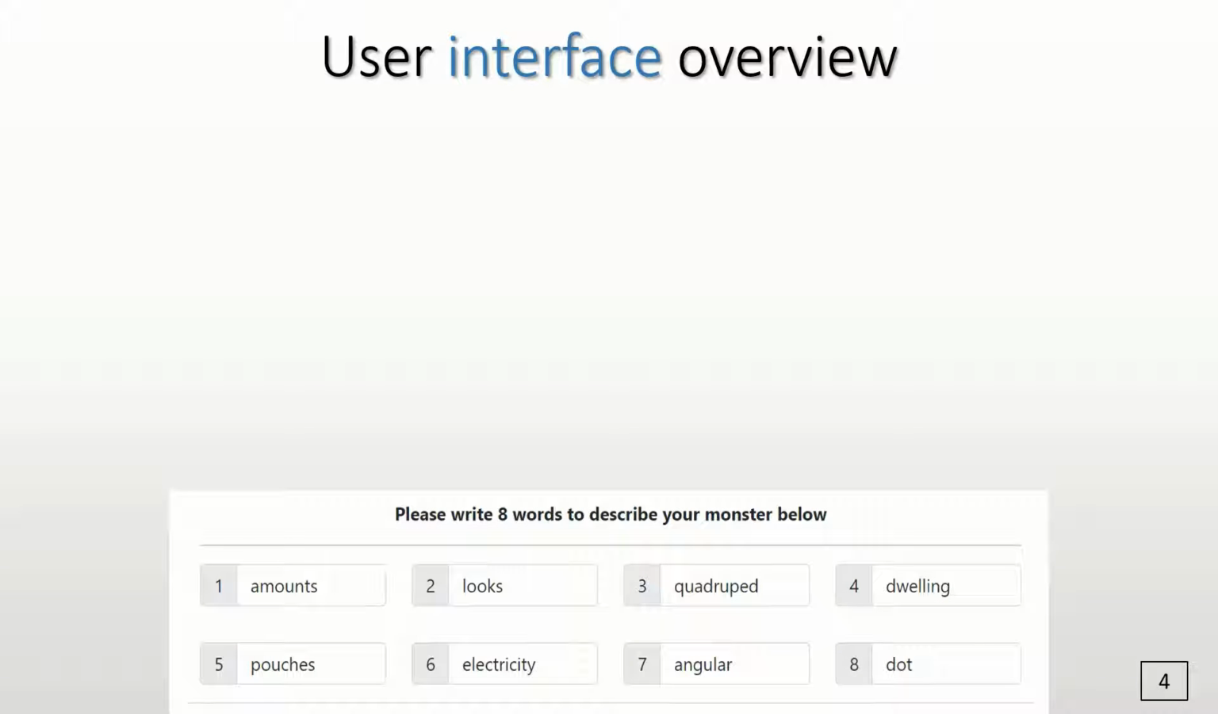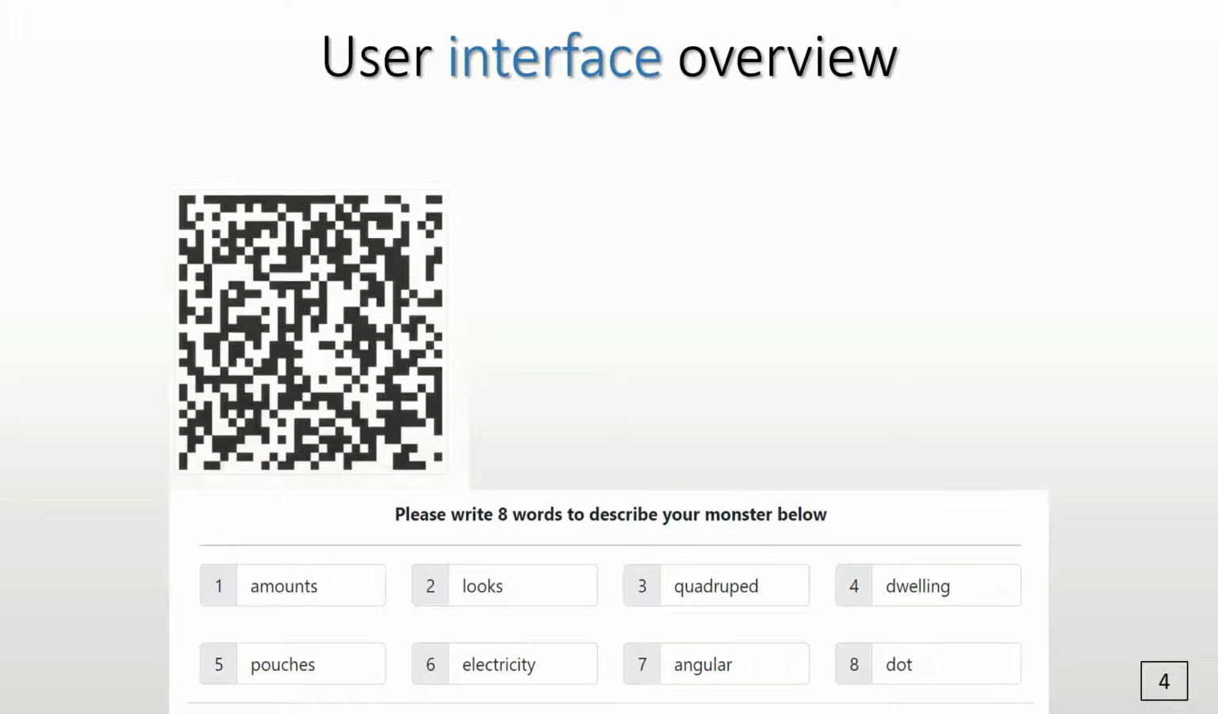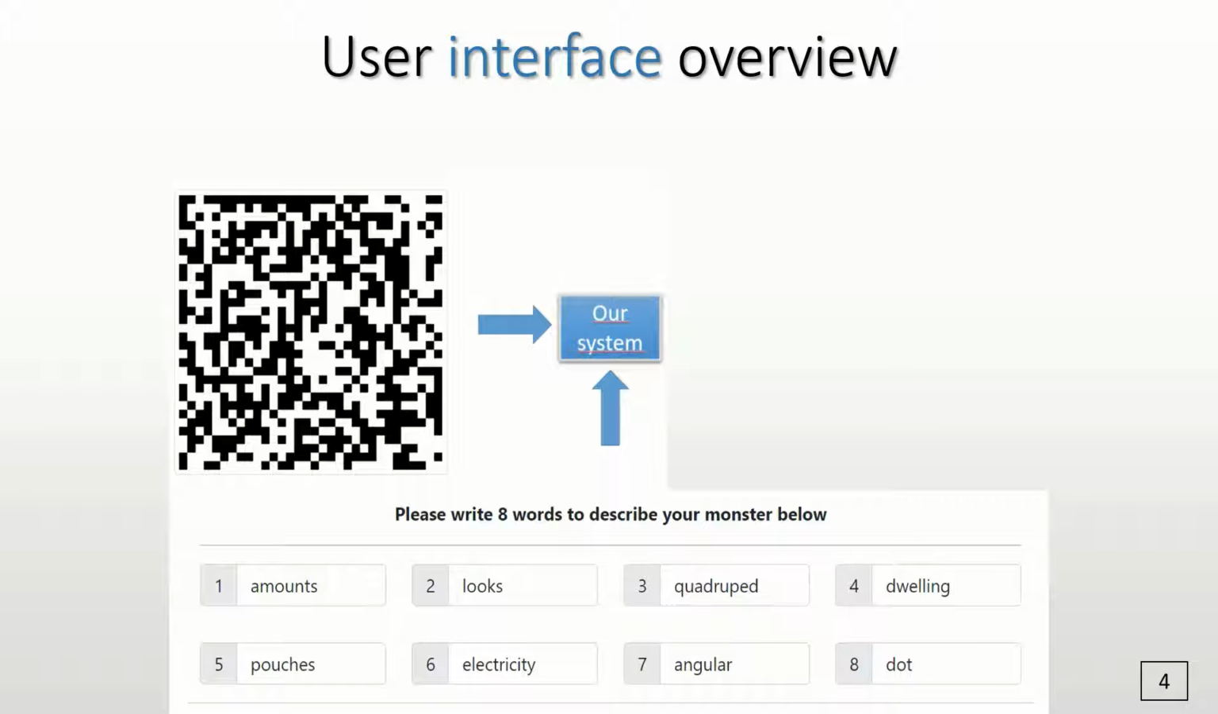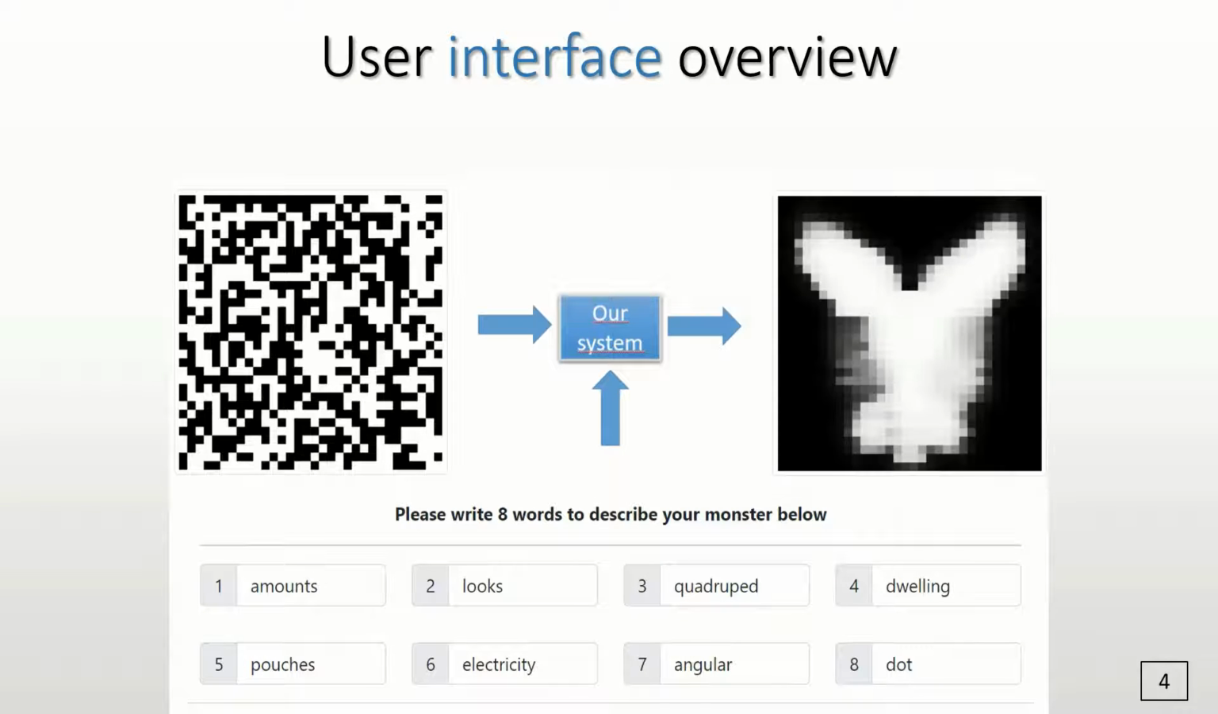We start with 8 words in which the user can input any word he desires. Then we have a noise image which provides some randomness to the system, and they're both fed into our system which outputs a monster silhouette taking into account both of those inputs. We also provide some utility functions to randomize the input or export the results.